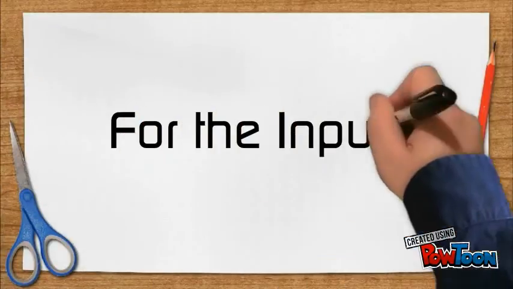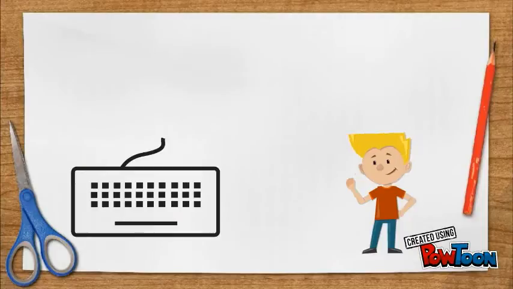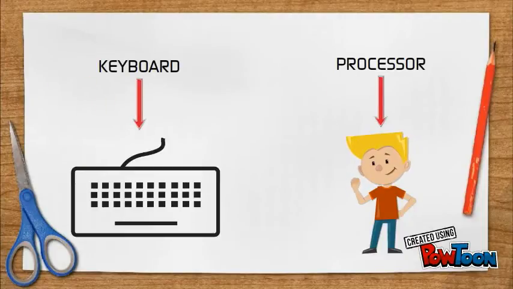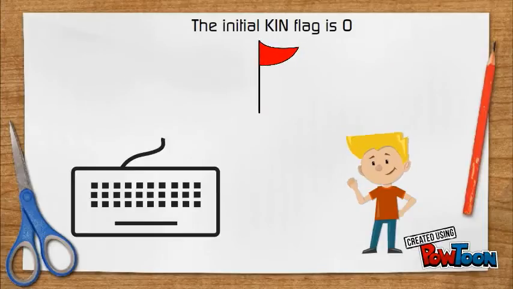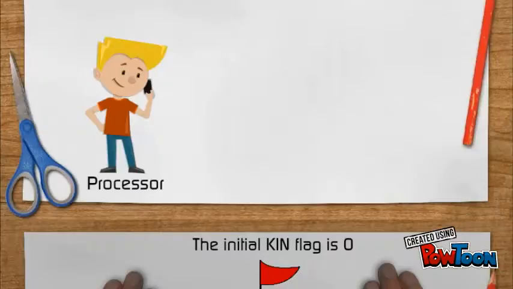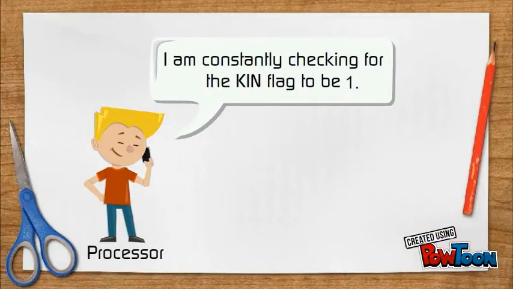For the input, let's bring out the keyboard and the processor. The keyboard stores information to a register called keyboard data. A KIN flag, which is the signal that a character code has been placed in the keyboard data, is initially set to 0. The processor is constantly checking for the KIN flag to be 1.